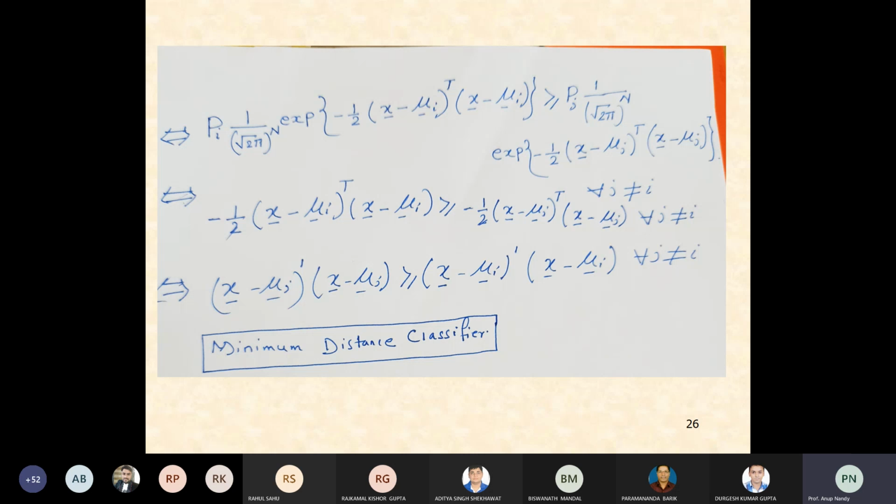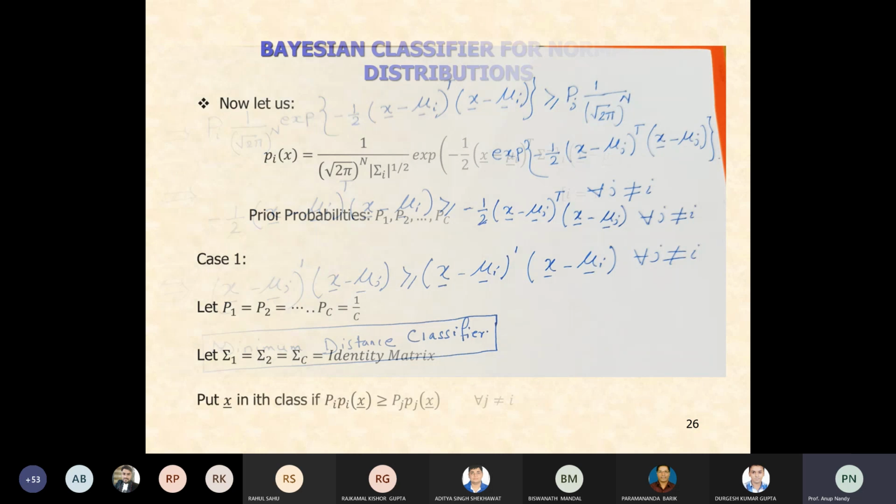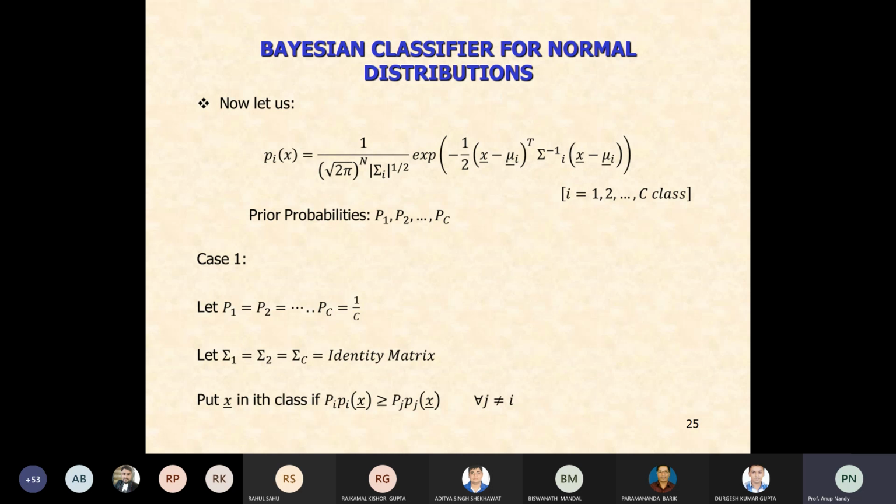Next is exp of minus half xi minus mu I transpose xi minus mu I. I'm not writing sigma I inverse because this sigma is an identity matrix, so this sigma inverse is also an identity matrix. If you multiply anything with the identity matrix, the result will not change. That's why I'm not writing the sigma inverse I here. As sigma is an identity matrix, sigma inverse is also an identity matrix, and if you multiply anything with the identity matrix, the result will not get changed. So that is why we are not writing sigma inverse I.